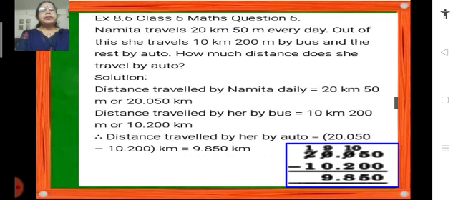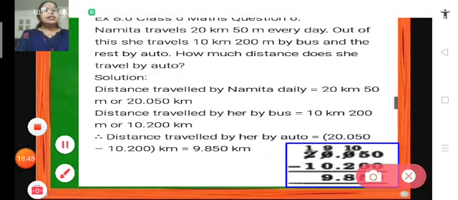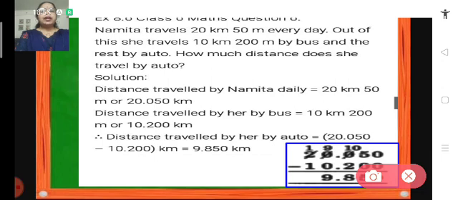Question number 6. Namita travels 20 kilometers 50 meters every day. Out of this, she travels 10 kilometers 200 meters by bus and the rest by auto. How much distance does she travel by auto? So, what is the distance she travels daily? It is 20 kilometers 50 meters, or we can write it as 20.050 kilometers, isn't it? Because 50 meters is equal to 0.050 kilometers. So, it is 20.050 kilometers.